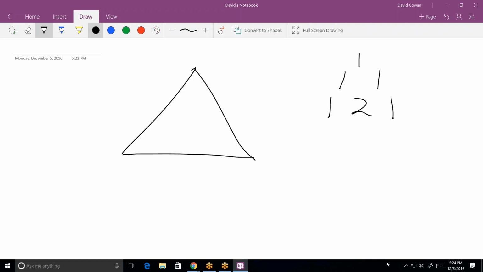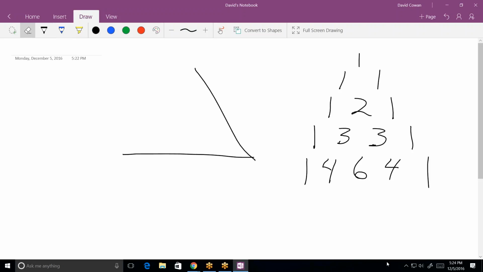Okay, now I got a 1 there, now a 3 here, and a 3 there, and then a 1. And then you get a 1, 4, 6, 4, 1, and I could go on forever. And can you just remind me what that's used for again? Well, it's used for a number of things, believe it or not. It looks like just a numerical oddity, and it really doesn't have anything to do with triangles.